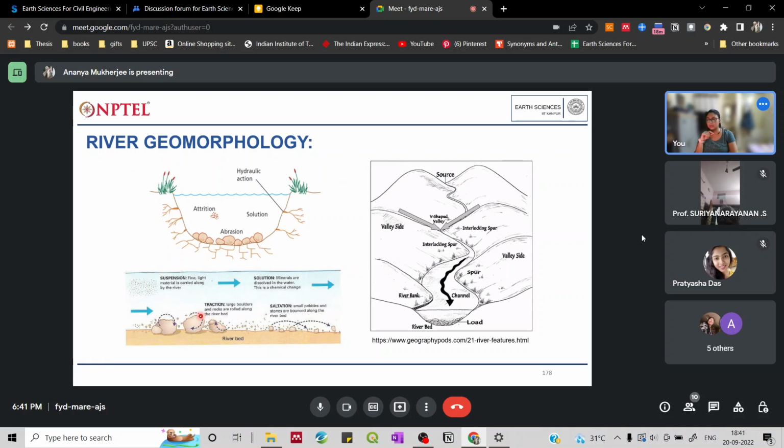And the bigger sediments, say pebbles, cobbles, and gravel, will be flowing along the river bed, and they will be causing most of the erosion that takes place.